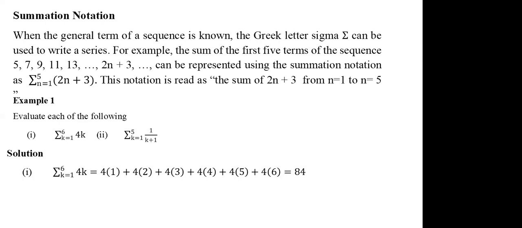Now let's do the same thing to the second question. How many terms are we getting for the second question? 5. Thank you. From k equals 1 to 5. Help me get the sum of the first 5 terms of this sequence. What are the sequences?